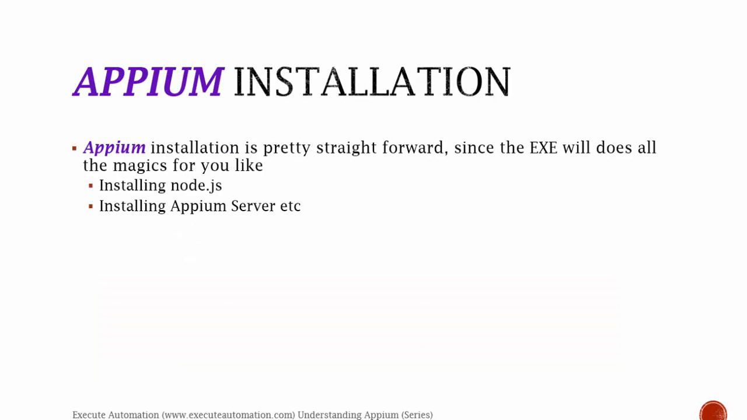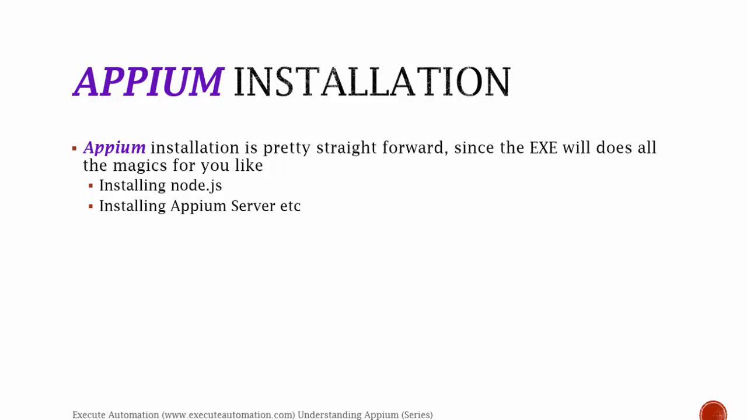Appium installation in Windows is pretty straightforward, since the exe will do all the magic for you, like installing Node.js, which is what the Appium server is built with, and installing the Appium server, etc. So let's see how things work installing the Appium server.